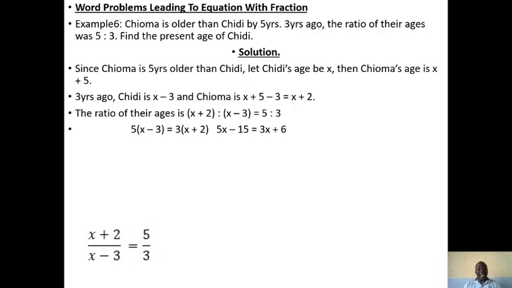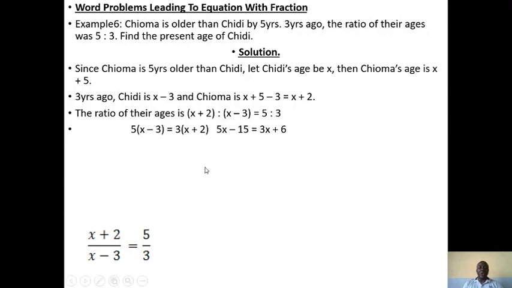So they say at that time, 3 years ago, the ratio of their ages is 5:3. That simply means the bigger age to the smaller age. Because it is 5:3, 5 is more than 3, so the ratio of the bigger age to the smaller age is x plus 2 ratio x minus 3 is equal to 5:3. Because of this, we have to change the ratio into an equation.